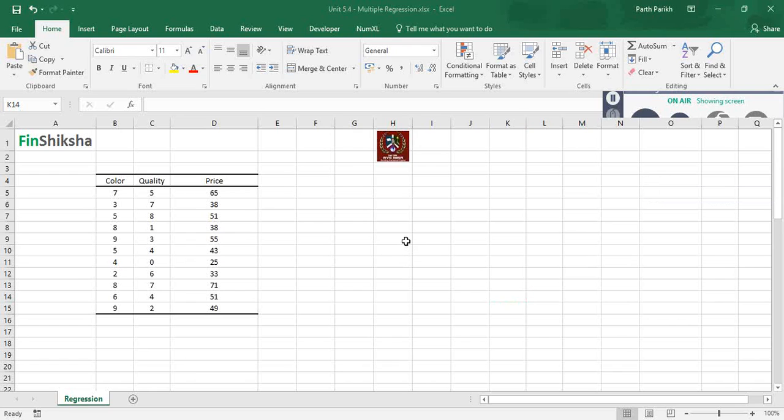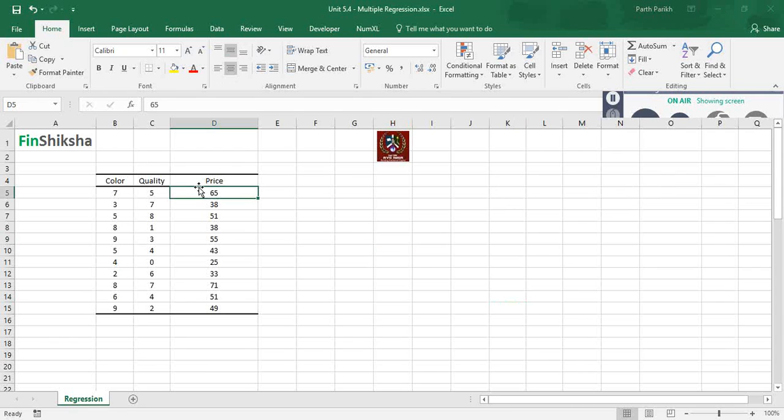In this video, we are going to learn about how to do a multiple regression. So we saw how to do a simple linear regression. Now, multiple linear regression basically means that we have more than one independent variable. Okay. So now consider this example.